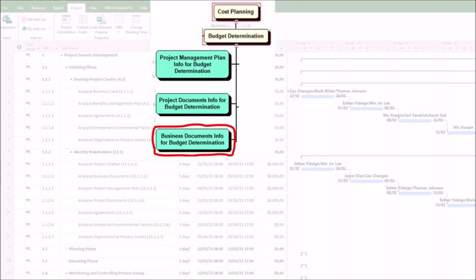How important is business documents input in the budgeting process? Business documents input is critically important to the project management budgeting process. And here are the reasons why it's so important.